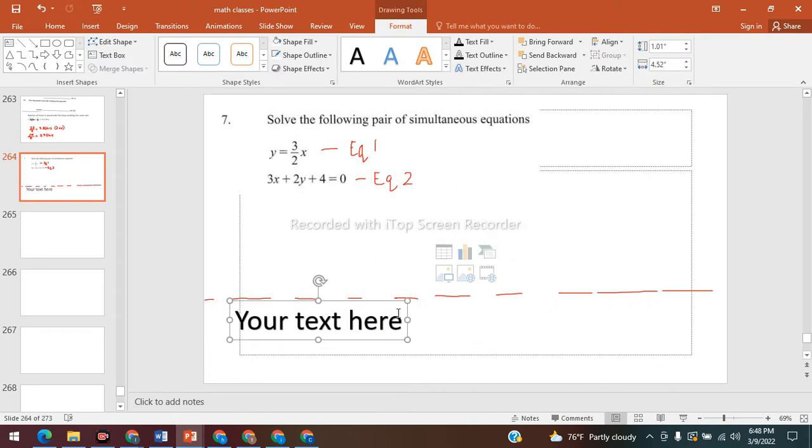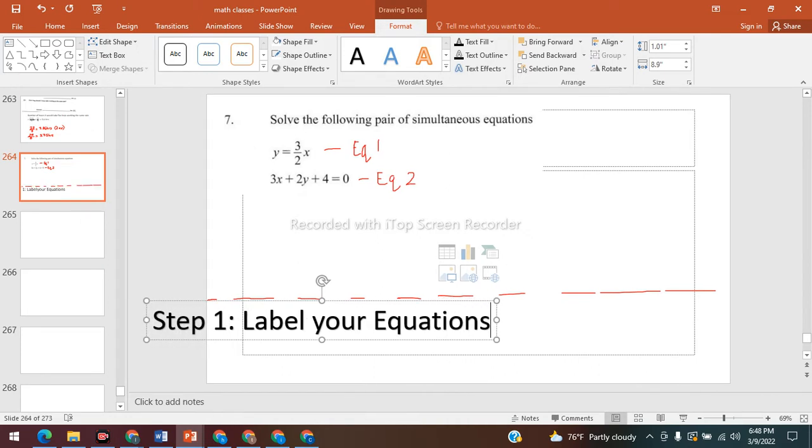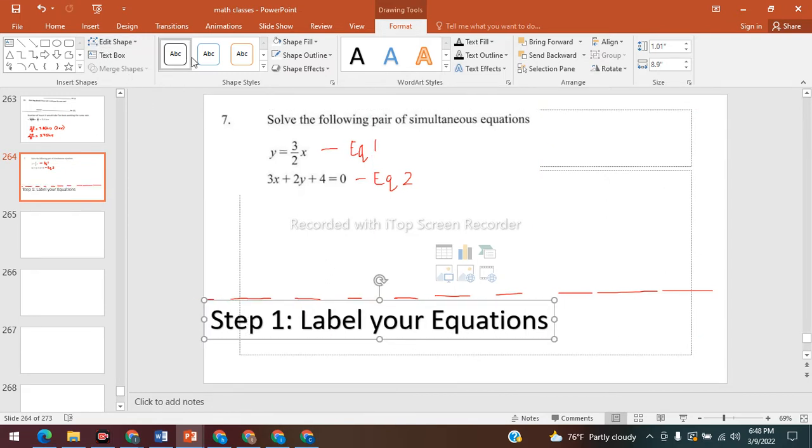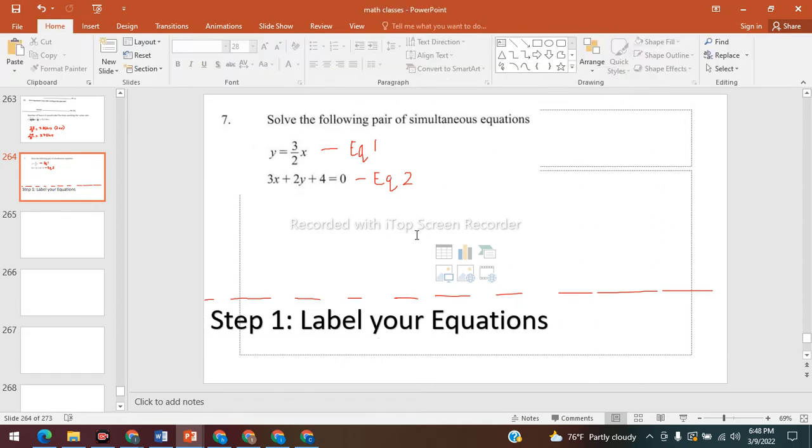So the first step is step 1. If you're writing notes, you want to label your equations. Go right ahead and tell me what your values are. Dior, you already finished this one, or are you still working on it? I'm still working on it. It's a lot of writing. Okay, good. Let me know when you finish what your answer is. The first thing we're going to do is label the equations. So we label this one equation 1, and label this one equation 2.